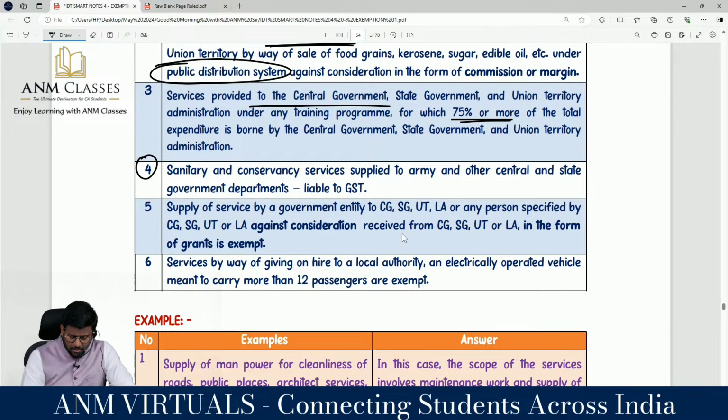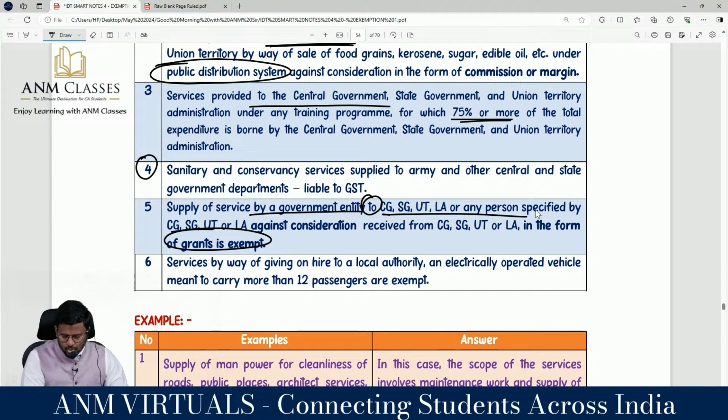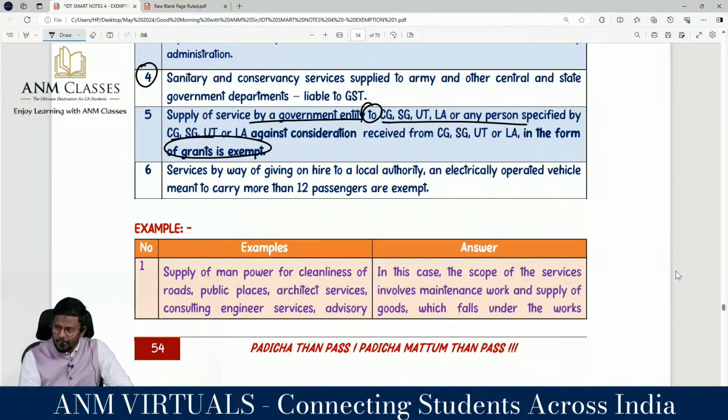Supply of service by government entity, this we have already done, to central government, state government, union territory, local authority or any person specified by central government, state government or union territory or local authority against consideration from the central government, state government, union territory, local authority in the form of grant is exempted. So this is also, sir, one way of service providing to the government, because supply of service by whom? Government entity. To these guys, to the central government, state government, local authority, for which the consideration has been received by government grant, are exempt from GST.